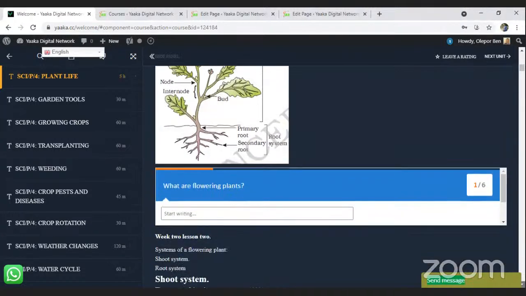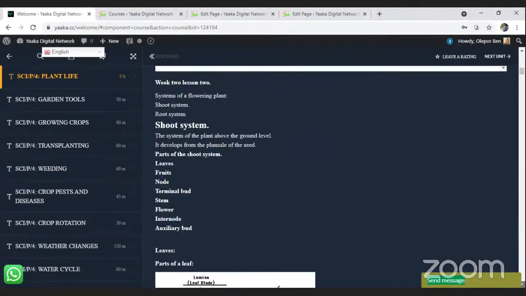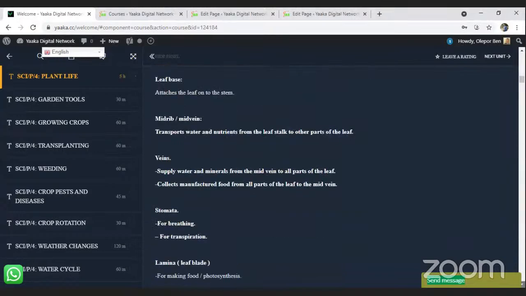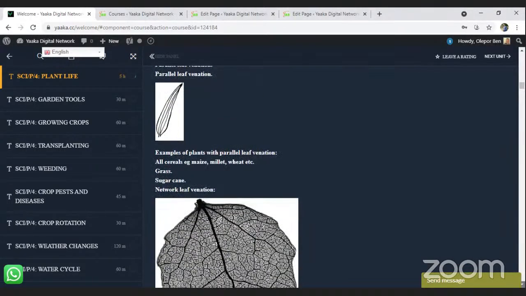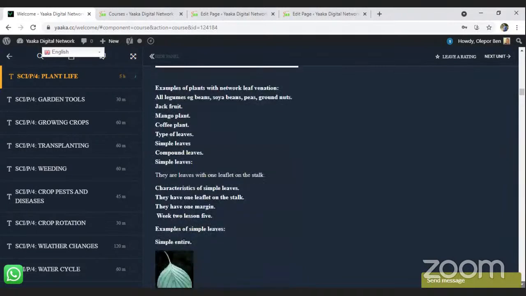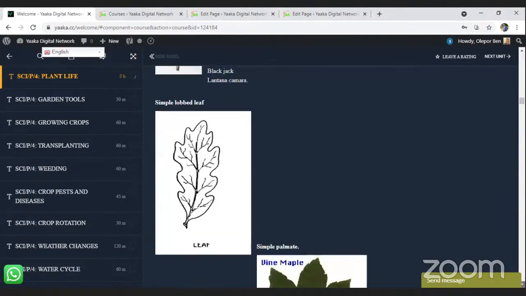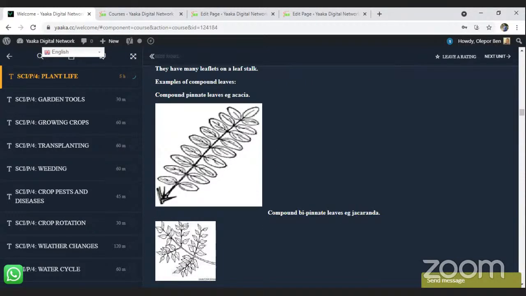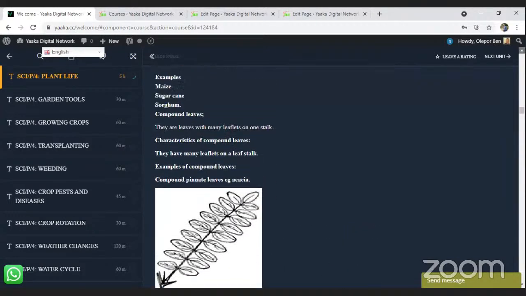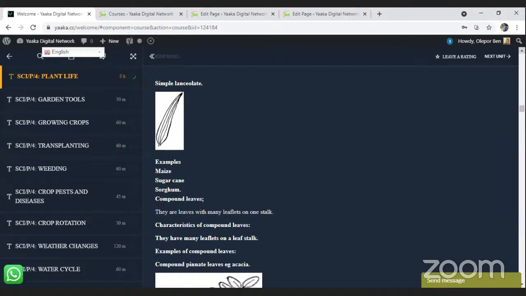Simple lobed leaf. Simple palmate, example: purple leaf. Simple lanceolate, examples: maize, sugarcane, sorghum. Compound leaf: these are leaves with many leaflets on the stalk. Characteristics of compound leaves: they have many leaflets on a leaf stalk.